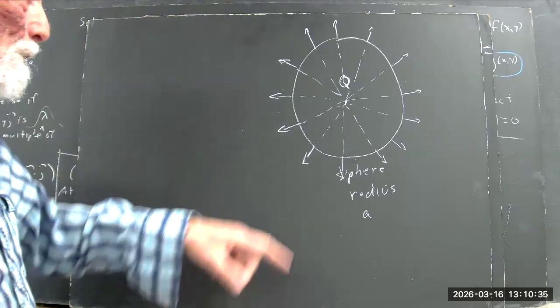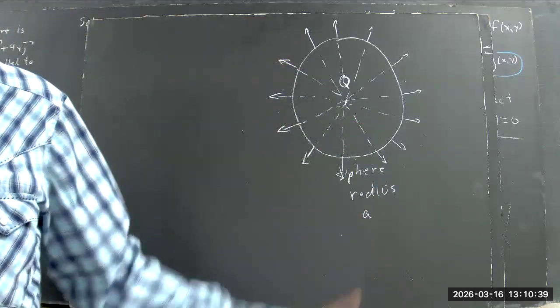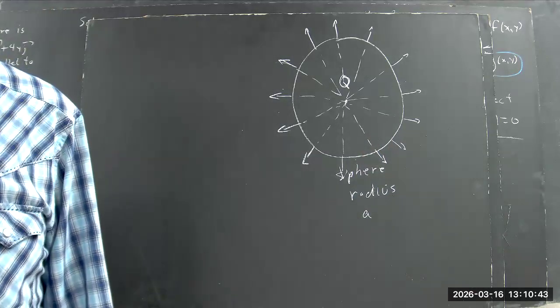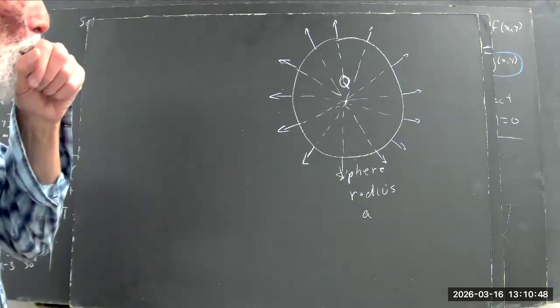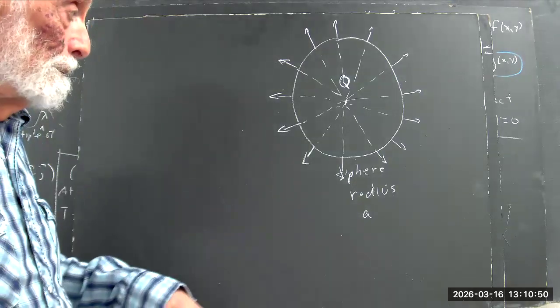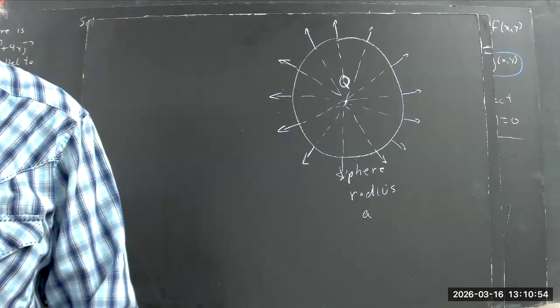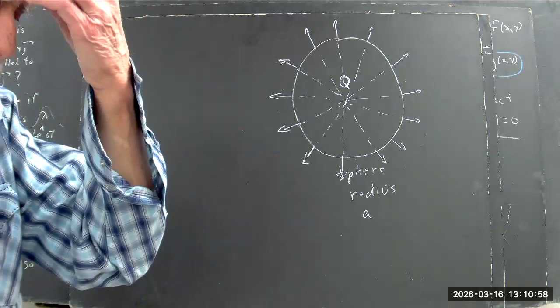Also, people weren't sure that it was really at the center, even though I said these are radial lines and they all converge at the center. Yeah, you could have missed that. If it's not at the center, then it's not uniform. But if it is at the center, then at every point on the surface of the sphere, you're going to have the same magnitude of electric field.